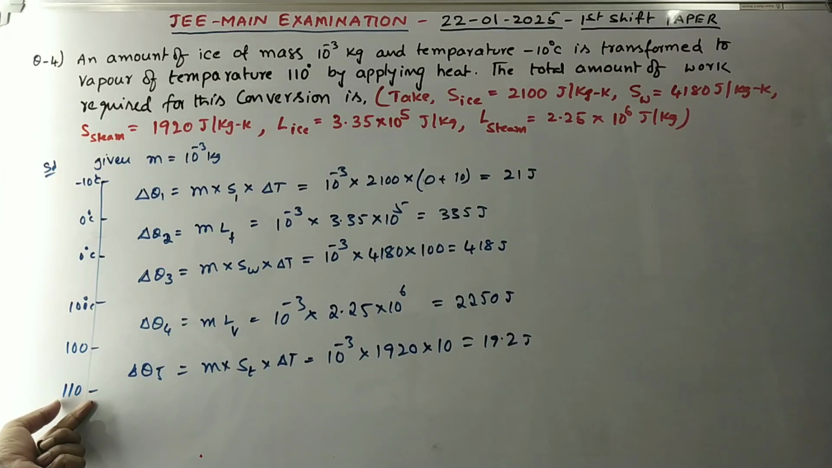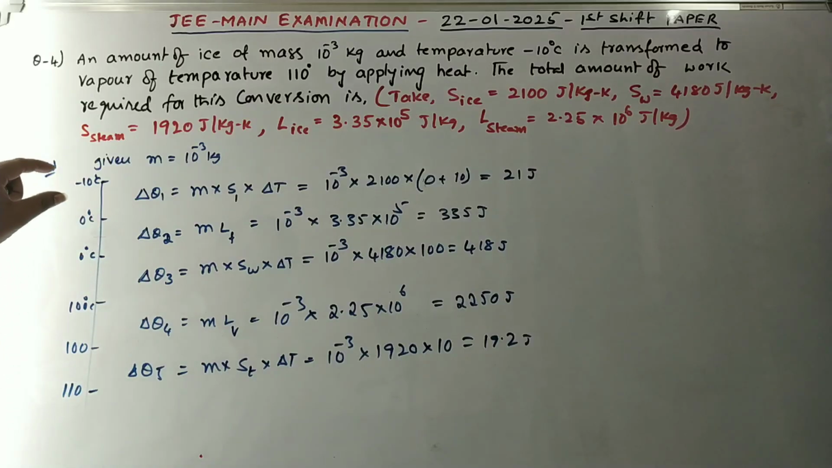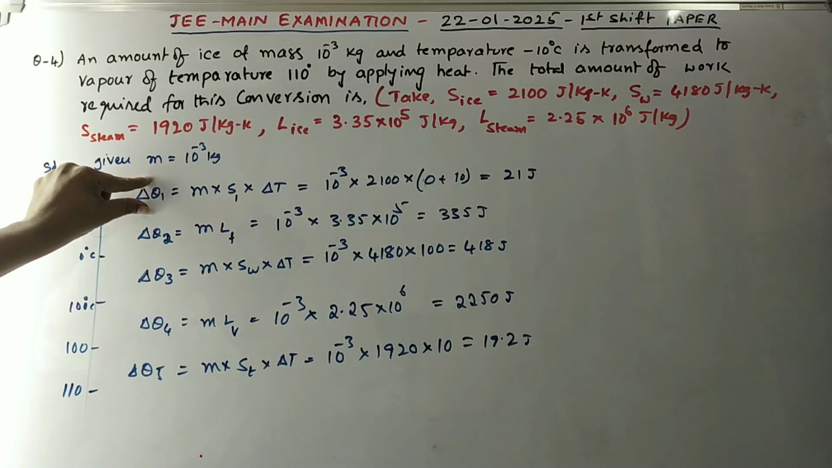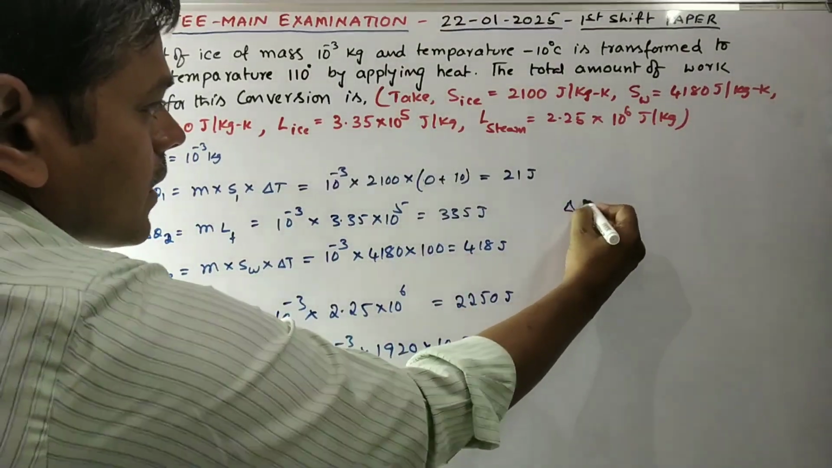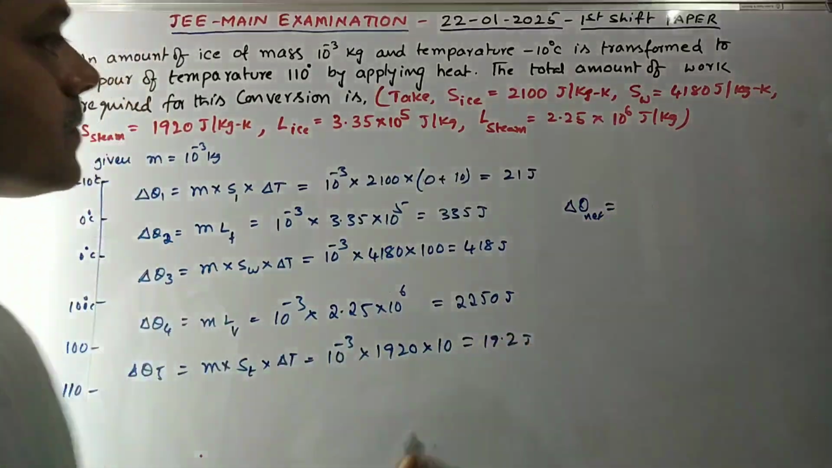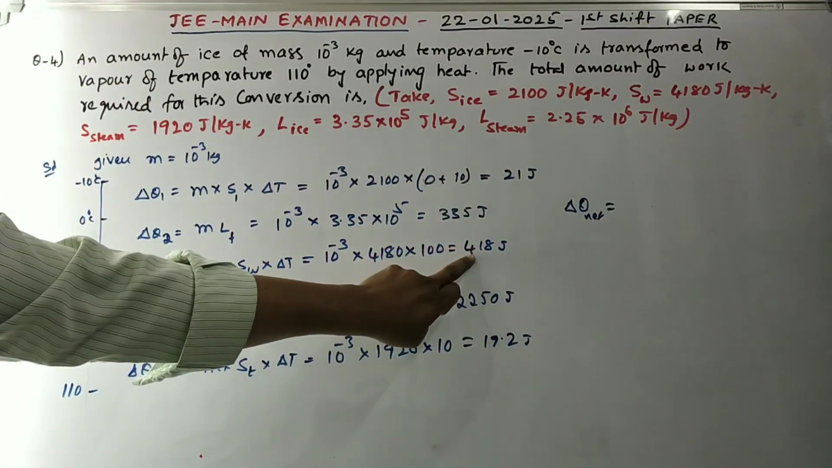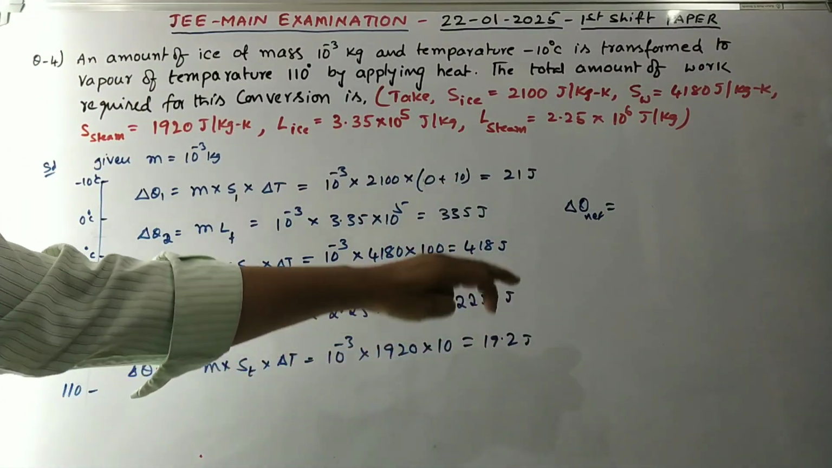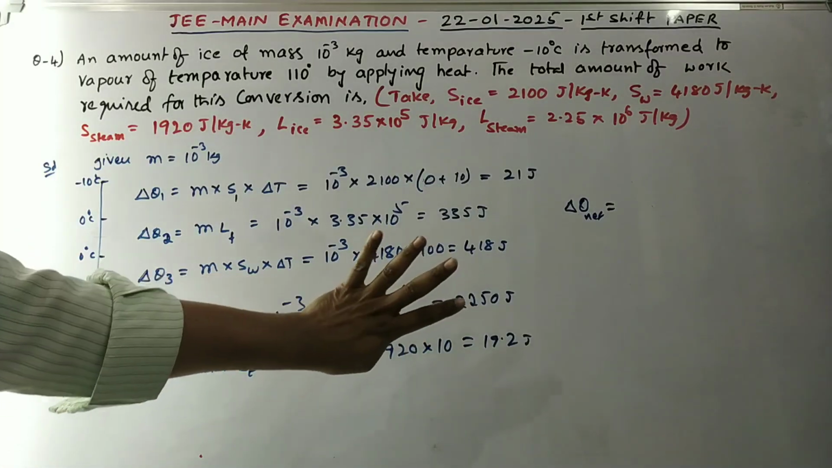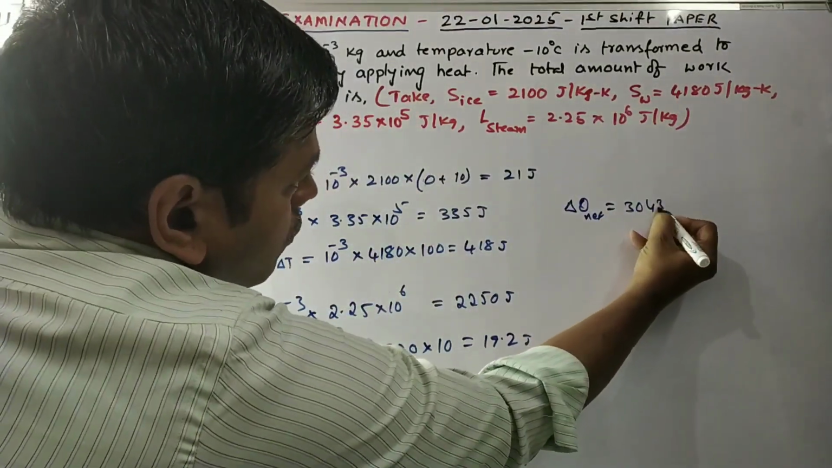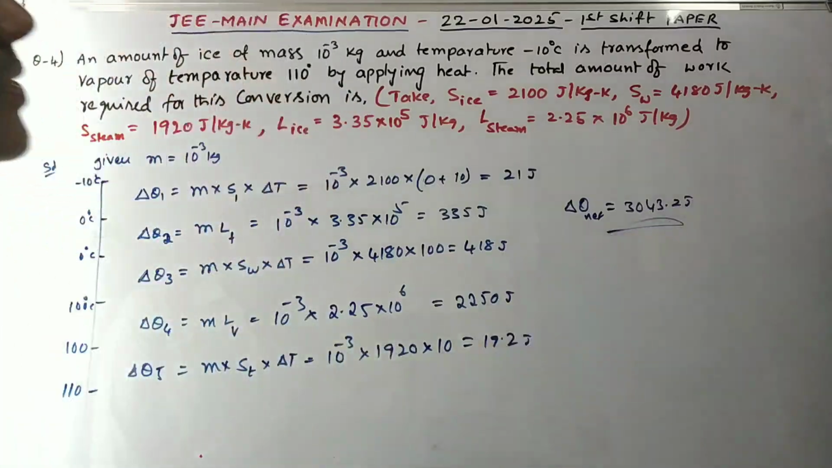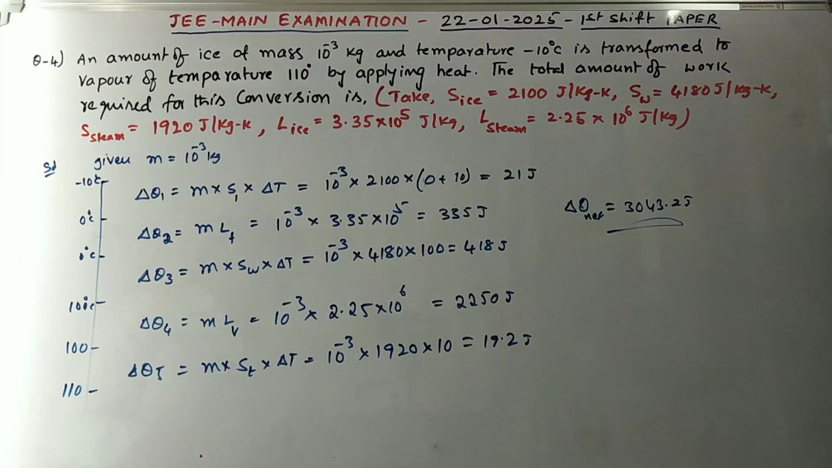So this amount of heat is required to take ice at minus 10 degrees Celsius to steam at 100 degrees Celsius. The energy required is equal to work done, work and energy both and vice versa. So the total energy, that means delta Q net, is equal to this one plus this one plus this one plus this one plus this one. While calculating, we get 3043.2 joule. This is the solution for this question.